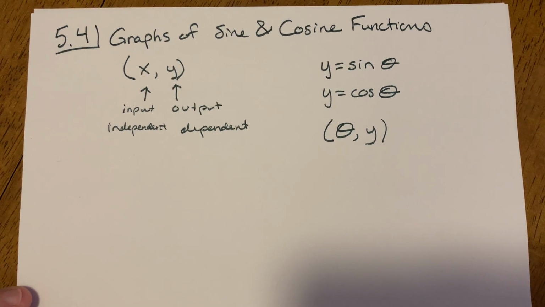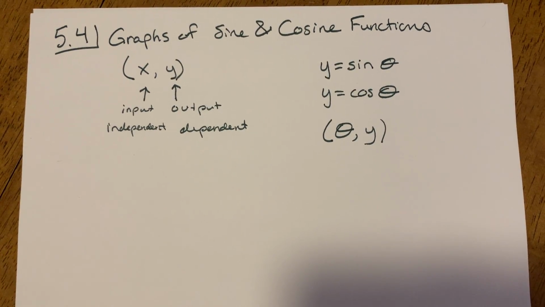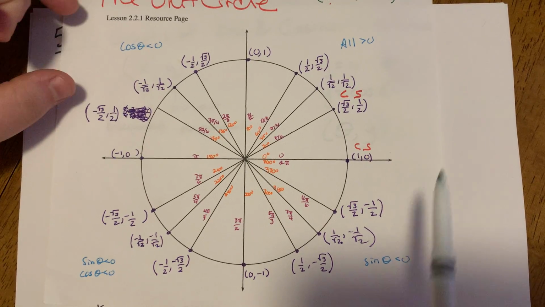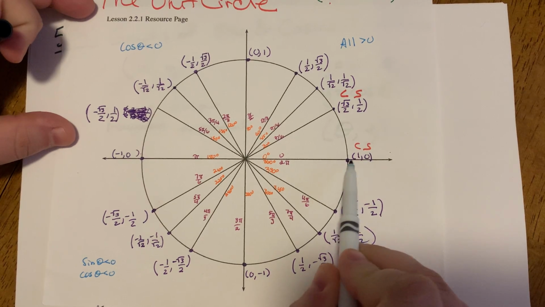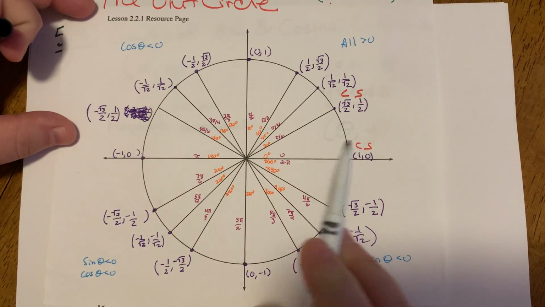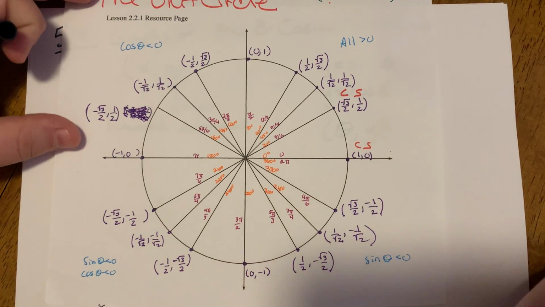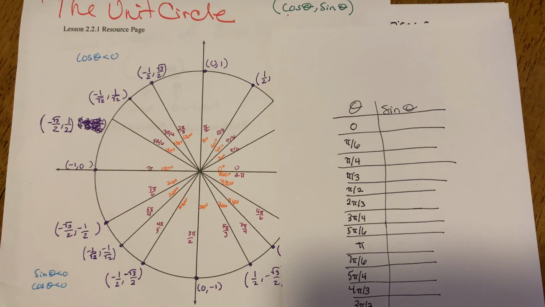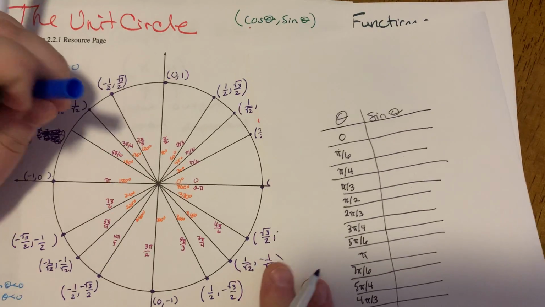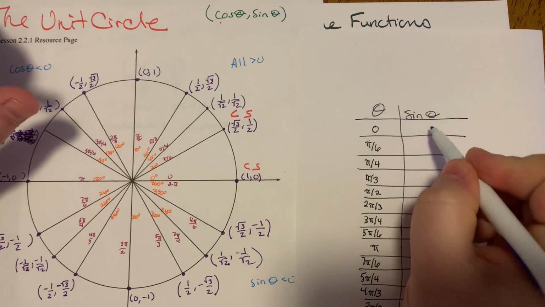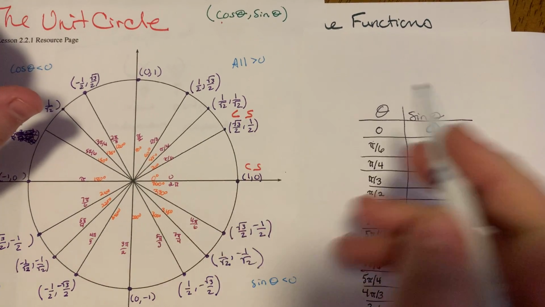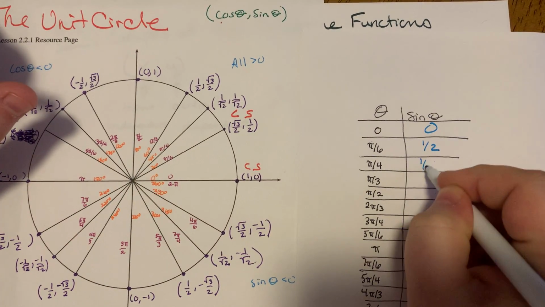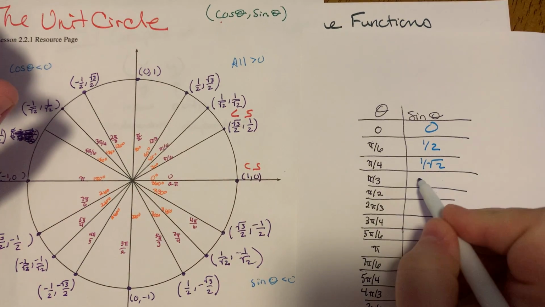It's probably easier if we remember our unit circle from last time. We'll go ahead and start with sine. And remember, our sine was the y value of each of these points. So sine of 0 is 0. And to make our life a little bit easier, I made a table. Sine of 0 is 0. Sine of pi over 6 is 1/2. Sine of pi over 4 is 1 over root 2. Root 3 over 2.